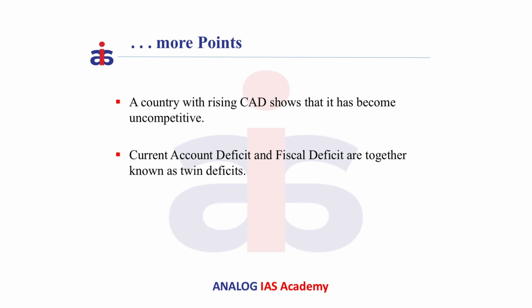Next, a country with a rising current account deficit shows that it has become uncompetitive. Also, the current account deficit and fiscal deficit are together known as twin deficits and both often reinforce each other. That is, a high fiscal deficit leads to higher current account deficit and vice versa.